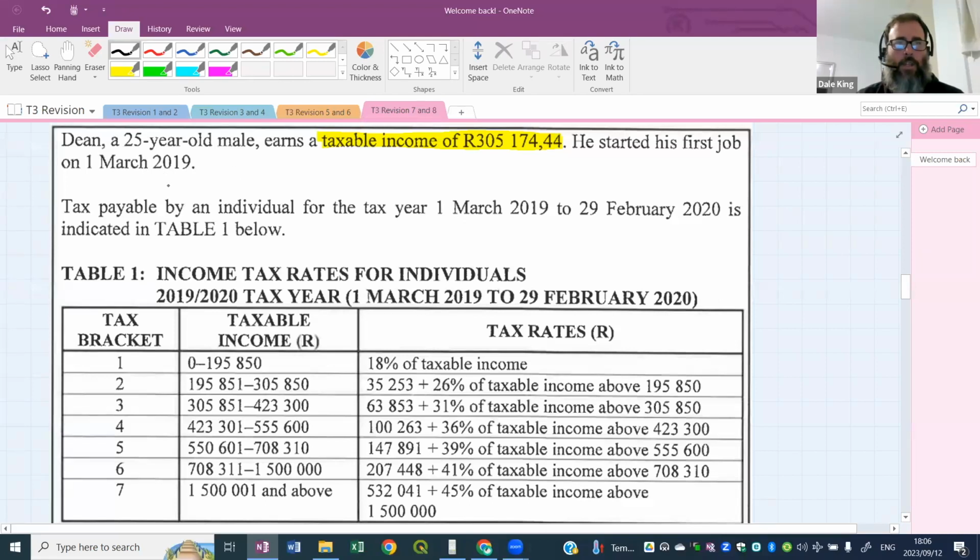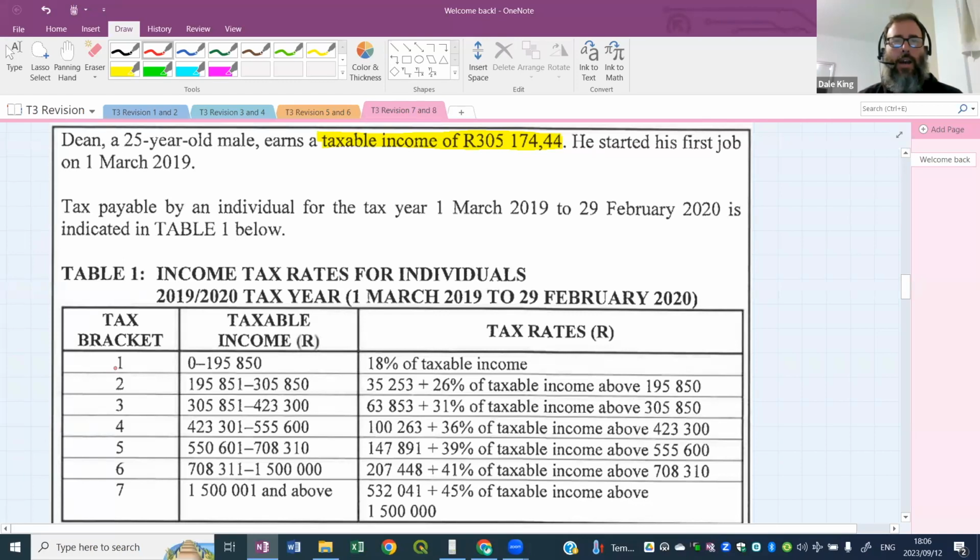Okay. Tax payable by an individual for the tax year 1st of March 2019 to 29th February 2020 is indicated in the table below. And there we see the table. And we see that this tax table works also on a sliding scale, just like tariff tables do when you pay for water and electricity. It also works on a sliding scale depending on what your annual salary is.